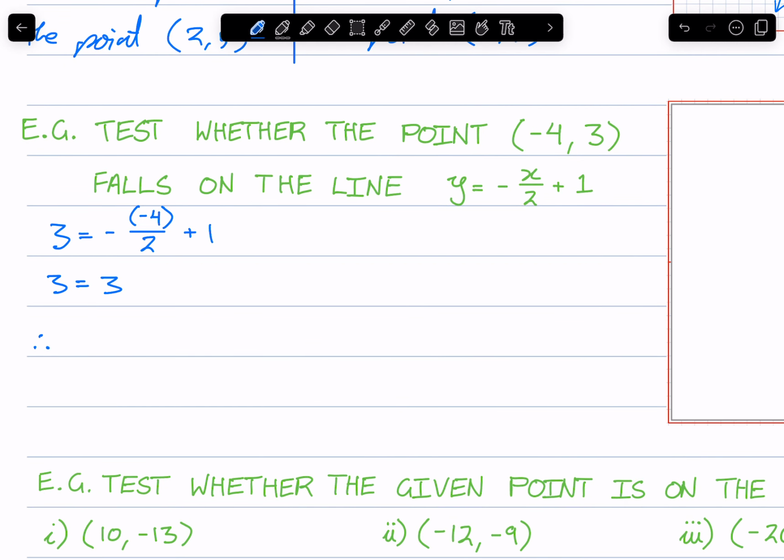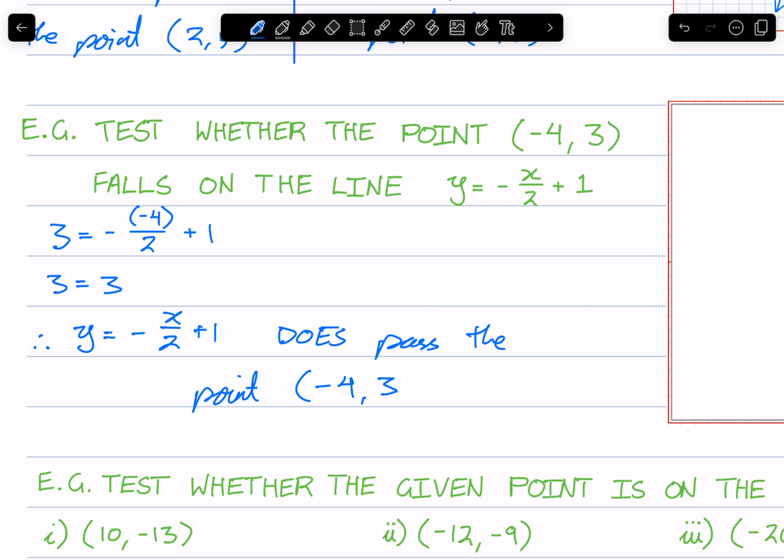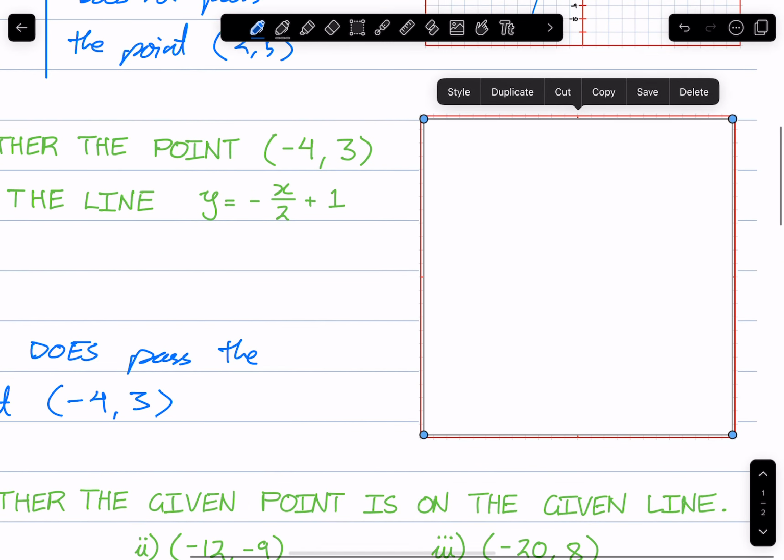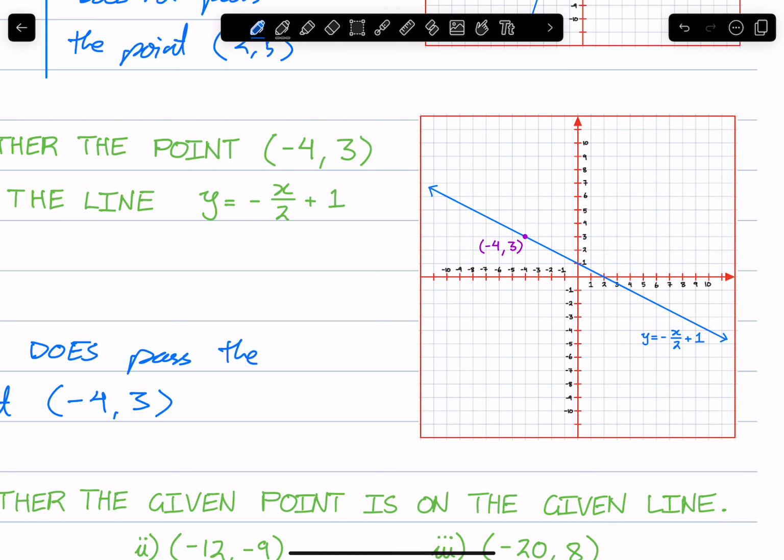So you can say, therefore, y equals negative x on 2 plus 1 does pass the point negative 4, 3. And once again, just to demonstrate the idea, had you done this graphically, you can see there's the graph, negative x over 2 plus 1, and the point negative 4, 3, and it does indeed pass that point.